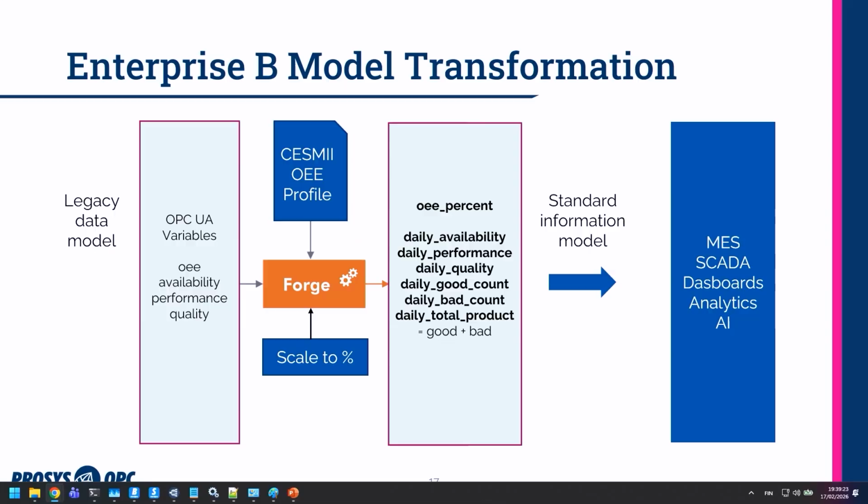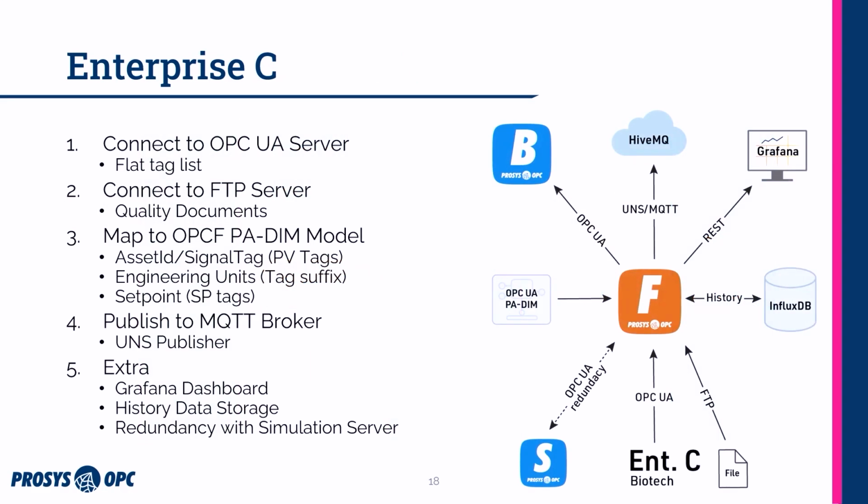Okay, since I have still some time, I can also quickly show how the Enterprise C was modeled. So here we have a little bit different process. This was actually a real process automation factory, whereas the other ones were more discrete manufacturing. In discrete manufacturing, you can use OEE, but in process automation, you don't really do that. Here we found that there was an OPC UA server, but all the data was just available on a flat tag list. We could also get some information from an FTP server and make that available.